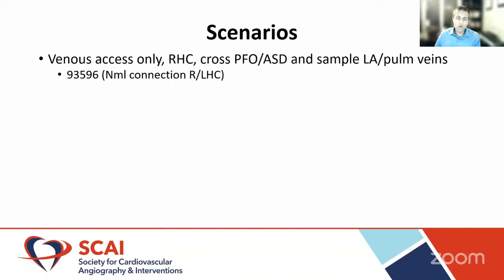So then real quickly, I'll go through a couple scenarios to highlight when to use certain codes. One other distinction between these new codes is we no longer care about the left heart cath or whether it's retrograde, antegrade, through an existing defect. All of that is no longer applicable. So if you had, and I should have put this on here, I apologize, a two ventricle patient and you start by doing a right heart cath, venous access only, but then you cross an ASD, sample the LA and pulmonary veins, that's a right and left heart cath.